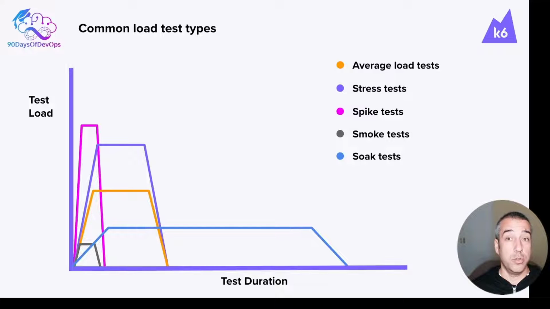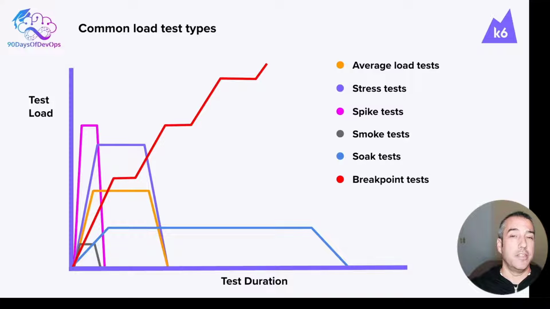Then we have soak test too. It's going to be a test for a very long period, hours, 2 hours, 4 hours. We want to see if our system gets saturated after being used for some hours. And then a breakpoint test. Similarly, we are going to try to find the limit of our system by increasing the load continuously. When our system gets overloaded, we will stop the test.